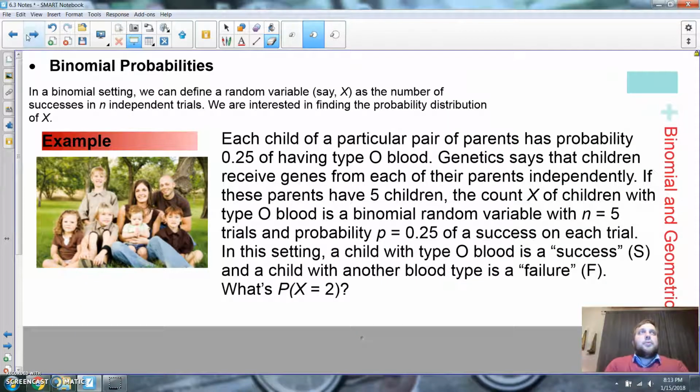And here's a situation we're going to come across. Hey, did Graham go down all right? Good. All right. So here's a situation of a binomial distribution.